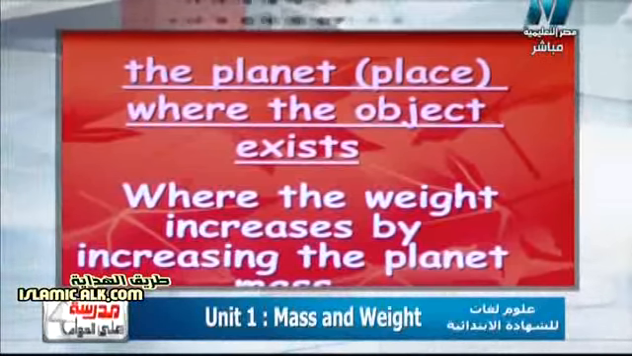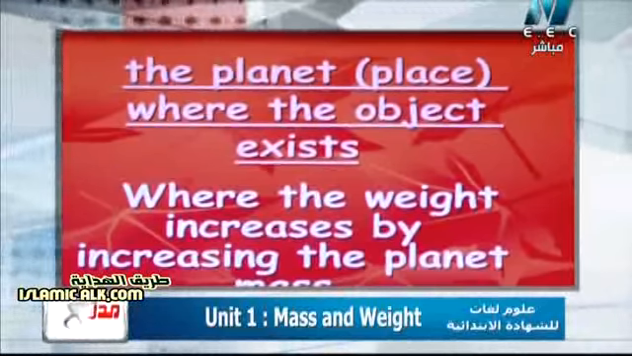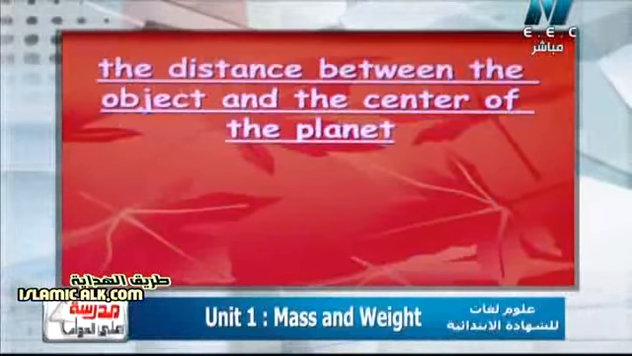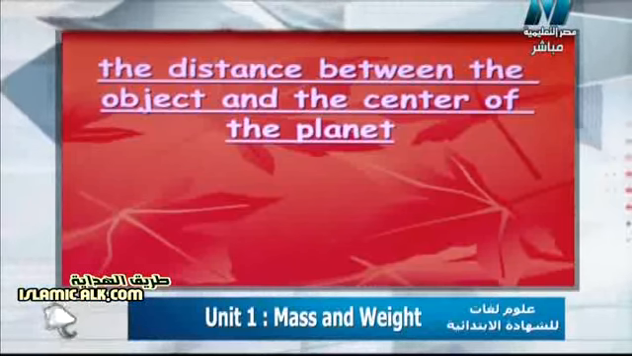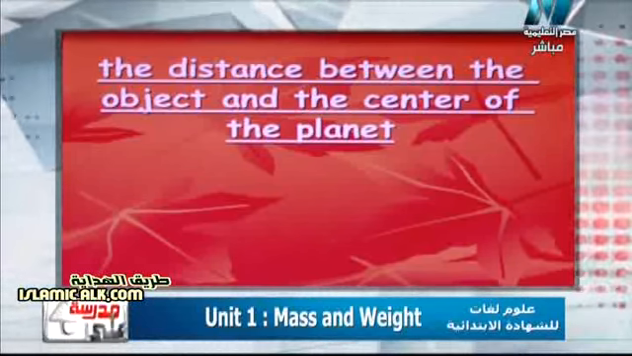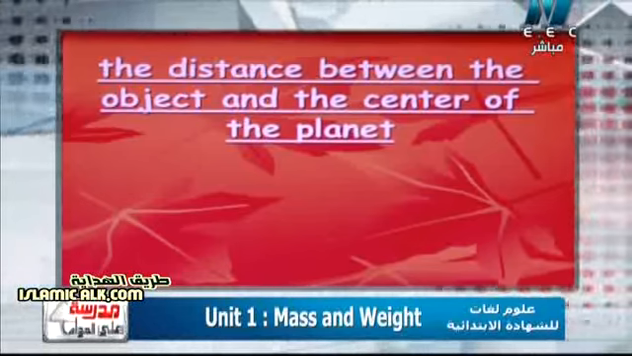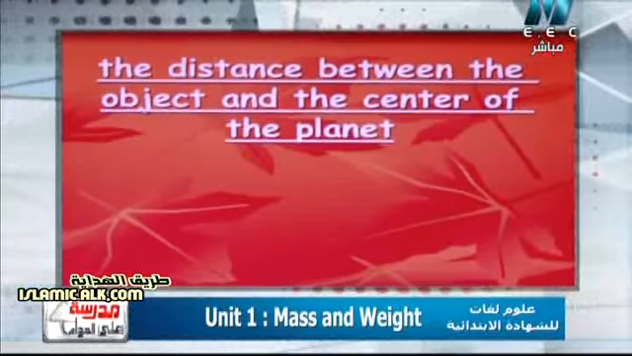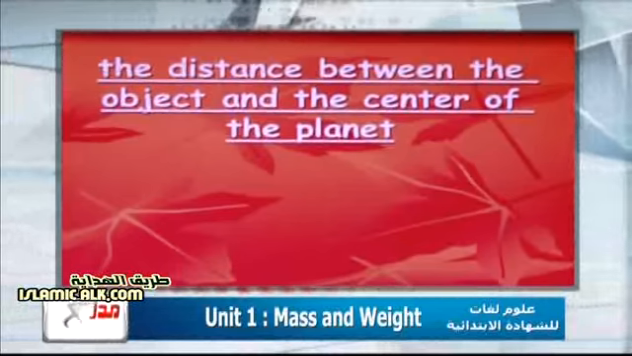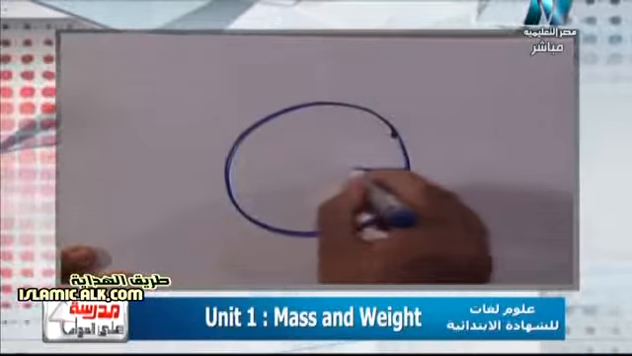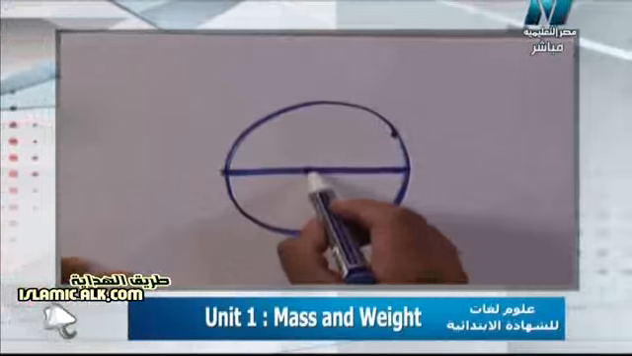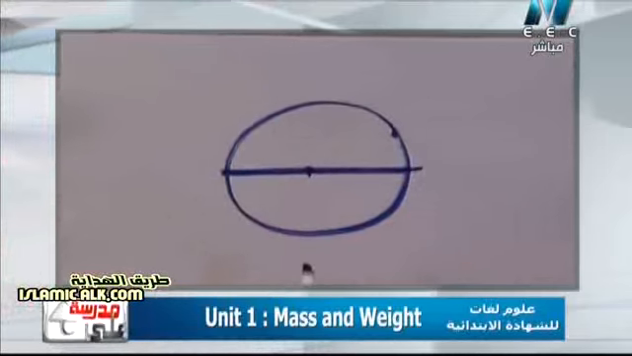So what about the third factor? The third factor is the distance between the object and the center of the planet. Imagine that there is here a planet, for example, the planet Earth. Okay? And this is the center. You know that this line is the equator. Here is the center. Okay?